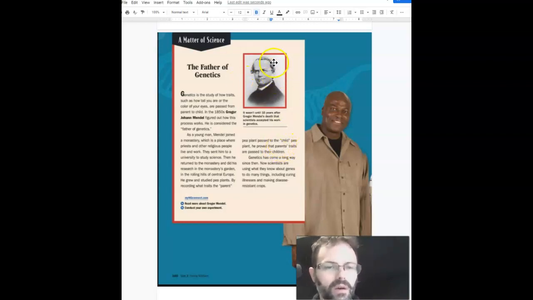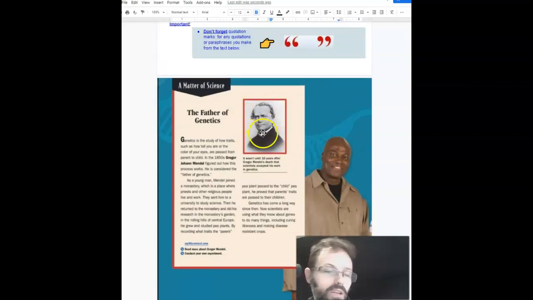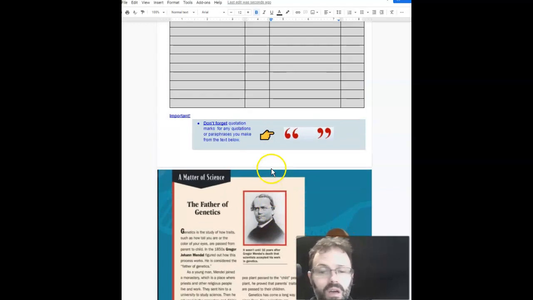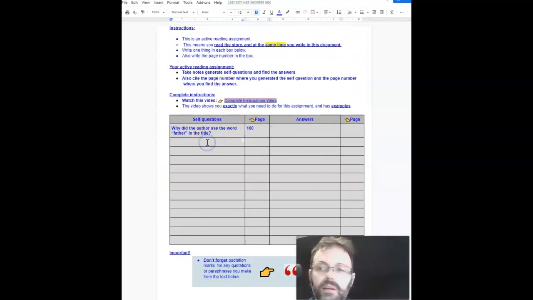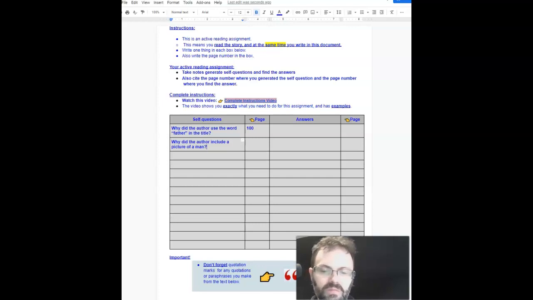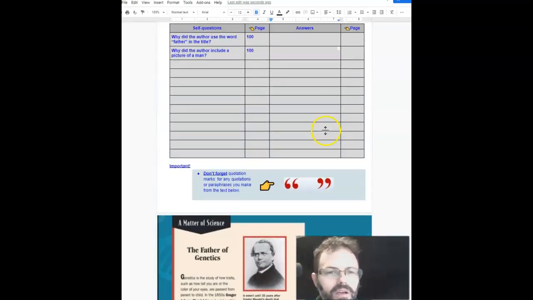How about this picture? Why don't we include a question about this picture here? So let's imagine you didn't read anything yet. When you read it, you'll find out that Gregory Mendel is the name of this man. But before you read it, you could ask yourself this question: why did the author include a picture of this man? So we could do that. Why did the author include a picture of a man? Question mark. That'll work. That was page 100. And then you've got to go and read it, and you find out why that guy's picture is there. What makes him important? So there you go. There's a couple of examples.